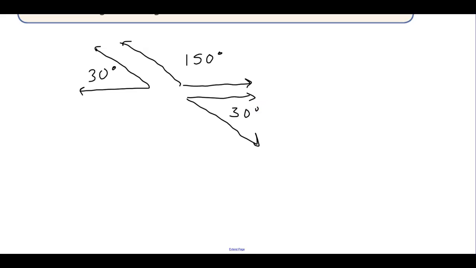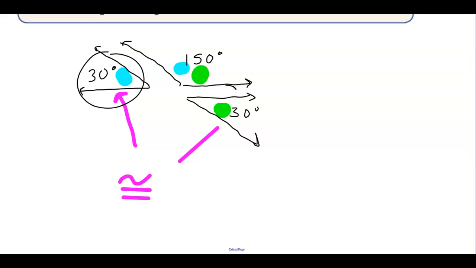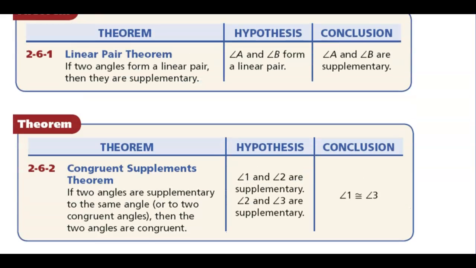So you can see that this angle and this angle are supplementary, but also this angle and this angle are supplementary. What do you notice about these two angles? Well, they are congruent. That means they have the same measure. So once again, if two angles are supplementary to the same angle, that means the two angles are congruent. That's what that theorem says. So when that comes up, you can just say congruent supplements theorem. And you don't have to have it memorized. You'll have a little cheat sheet with all the definitions and theorems on it. But if that ever comes up in a proof, you now have a theorem that states that that is already true.